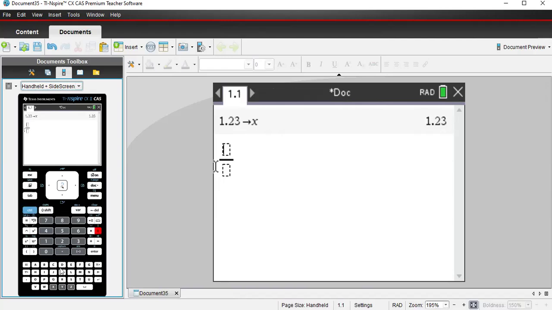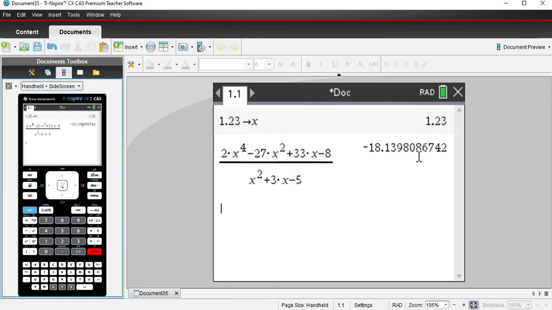So this is 2x to the fourth power, minus 27x squared, plus 33x, minus 8. And then our divisor is x squared plus 3x minus 5. And then we press enter. And that's the output, right?